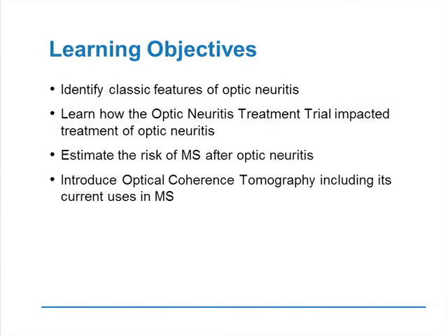We have certain objectives for the program today. What we'd like to do is teach you about visual involvement in MS, and specifically, at the end of this program, you should be able to identify classic features of optic neuritis, learn how the optic neuritis treatment trial impacted the treatment of optic neuritis, estimate the risk of MS after optic neuritis, and you should be introduced to optical coherence tomography, including its current uses in MS.